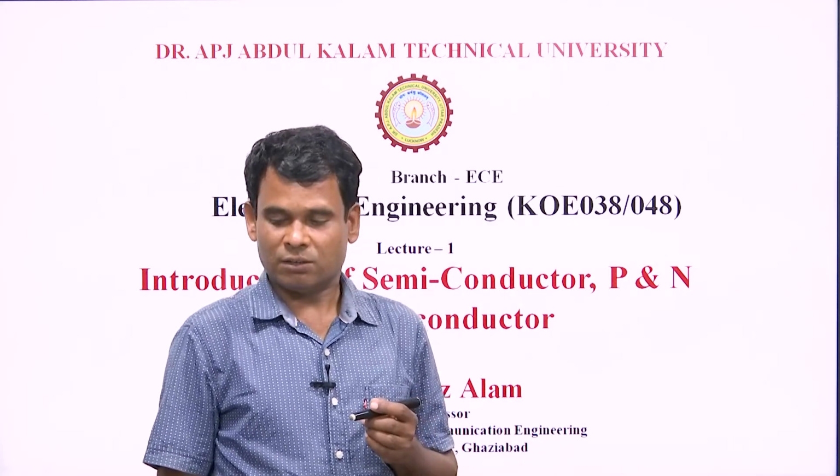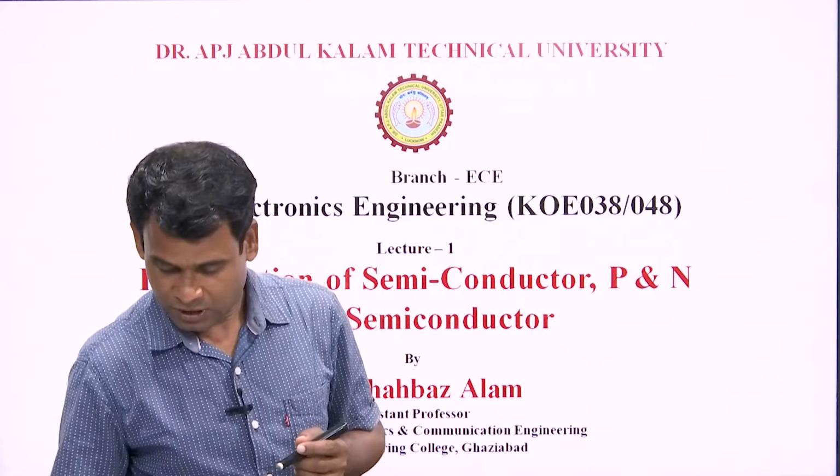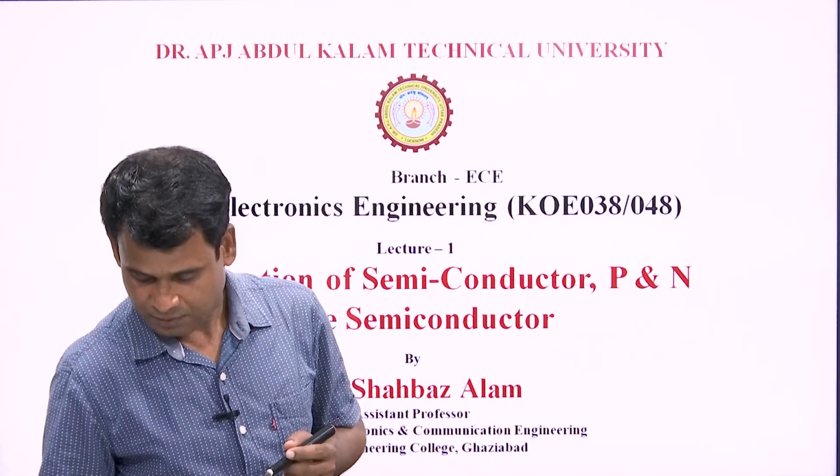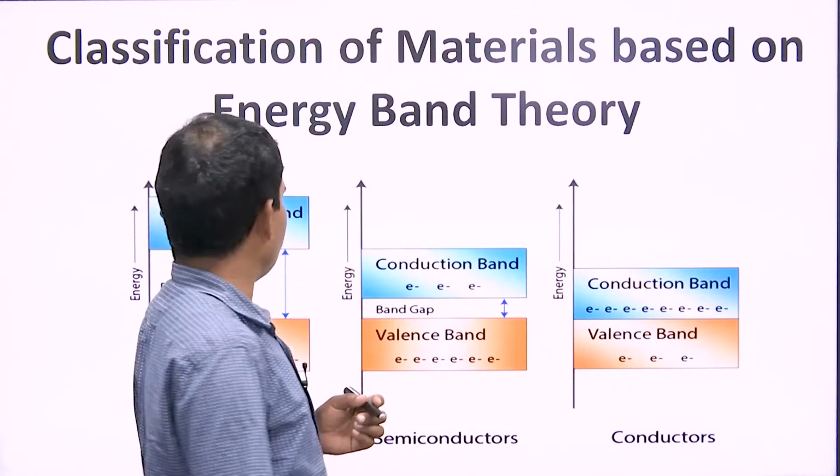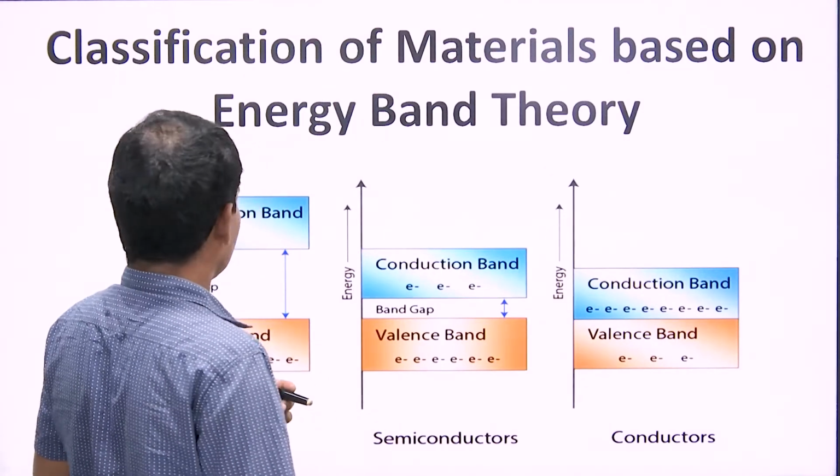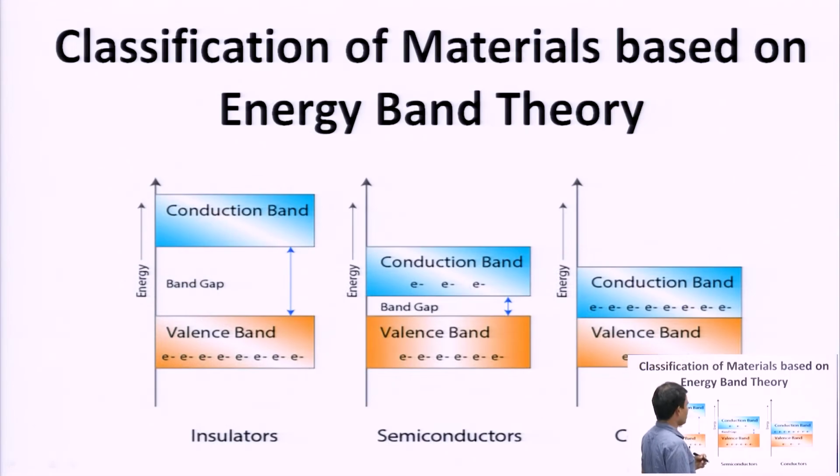Okay, guys. So, first of all I am going to discuss the classification of materials on the basis of energy band theory. Basically, there are 3 types of materials in our daily life, and these materials are divided into 3 types: insulators, semiconductors and conductors.